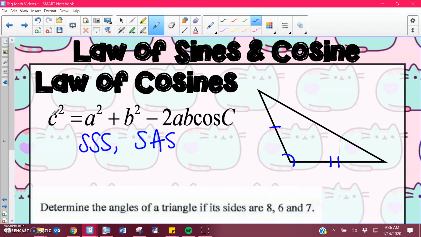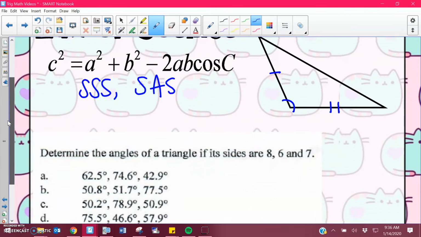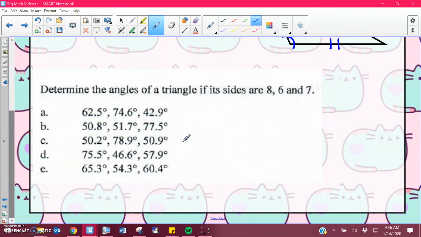So again, this is just the formula. Memorize it, put it on a flashcard. But right here, this is what it looks like. So let's do an example problem. It says determine the angles of a triangle if its sides are this. So we have one side is 8, one side is 6, and one side is 7.